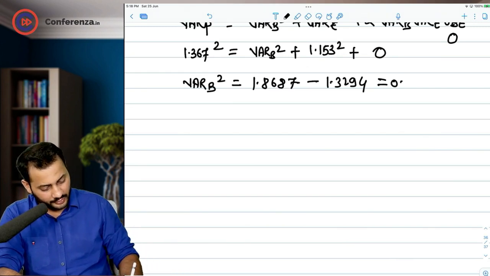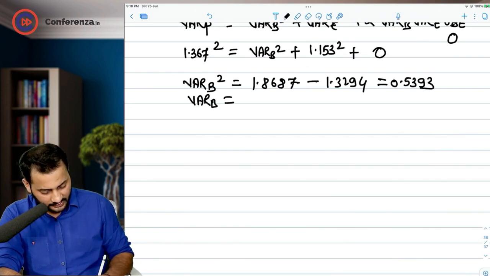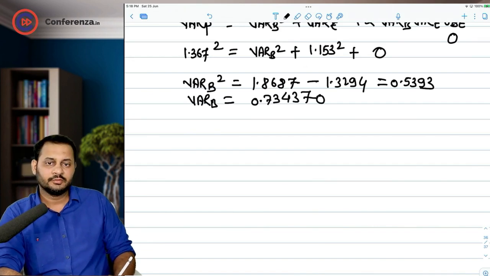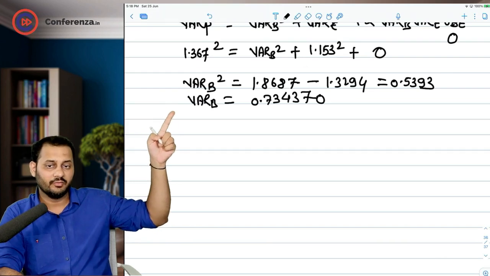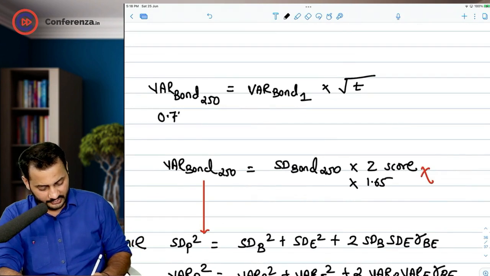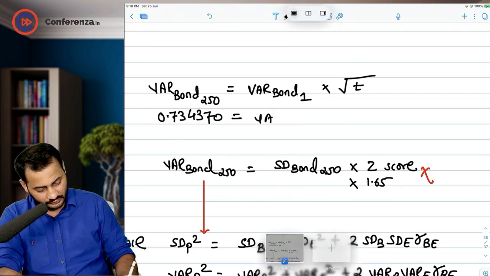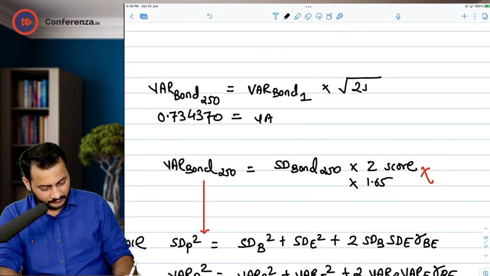It goes to 0.5393, and if you put a square root for that, you will get the VAR of the bond for 1 year, that is 0.734370. Okay, enough for this. This is the per annum VAR, and we want to convert it into 1 day VAR. So let's put it here. 0.734370 divided by root T. This T will be how much? 250. Am I right?